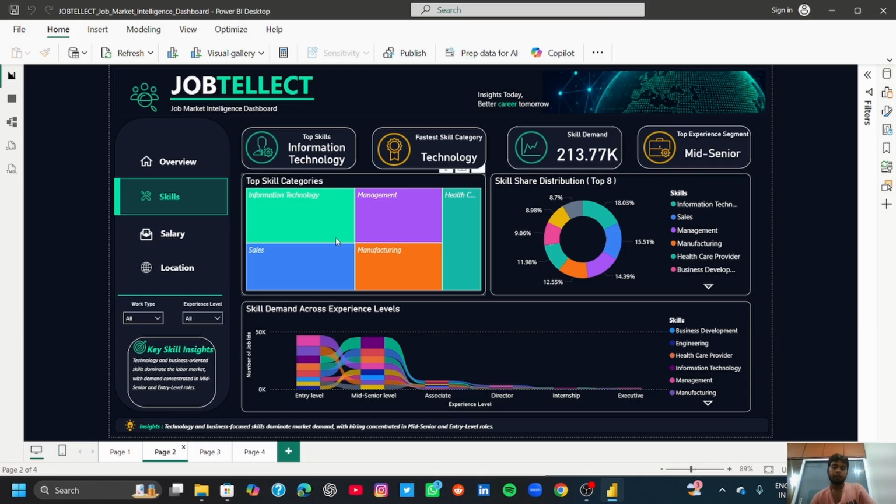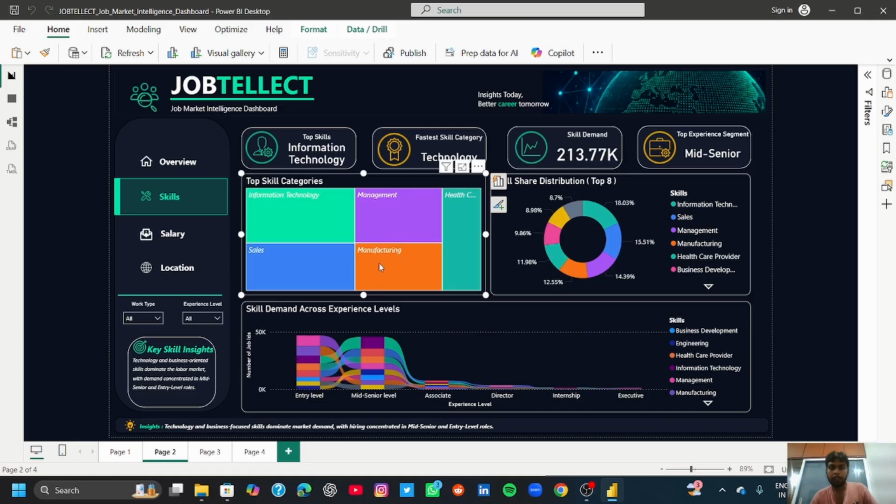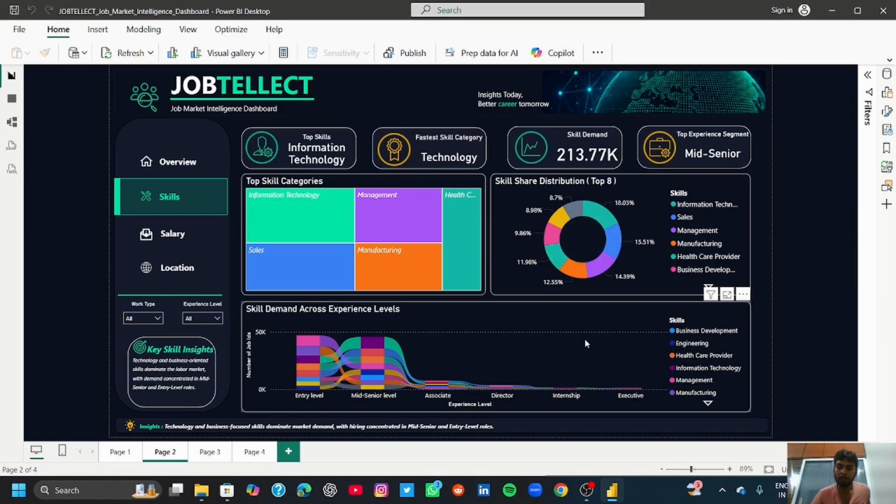Here we can see the tree map, a visual chart, where we can see information technology, management, health care, and much more, like sales, manufacturing. Using the pie chart, we can see the skill set distribution of the top 8. Here we can see information technology at 18.3, followed by 15.51 for sales, management, and much more. Here we can see the ribbon chart, which is used across the various experience levels, like business development, engineering, healthcare, and much more.